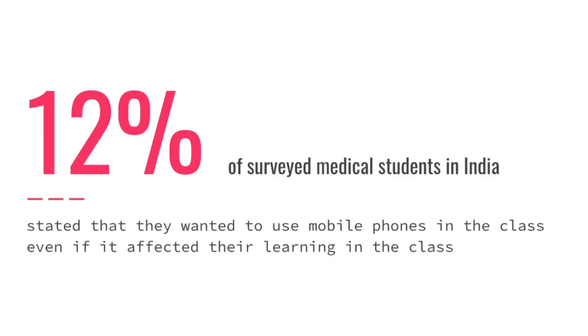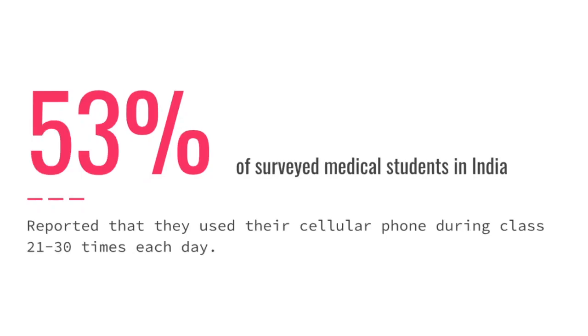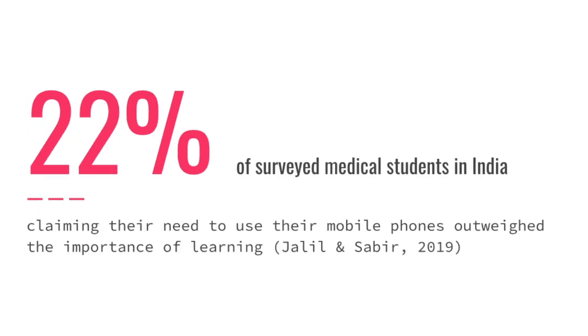During a 2019 study of medical students in India, 12% said they wanted to use mobile phones in the class, even if it affected their learning in class. 53% of those same medical students reported that they used their cellular phone during class 21 to 30 times each day, and 12% actually reported more frequent use during class. 22% of those medical students claimed their need to use mobile phones outweighed the importance of learning. Researchers concluded, quote, "Students consider it as their right to use these devices, and they believe that this right outweighs the distraction caused in learning."